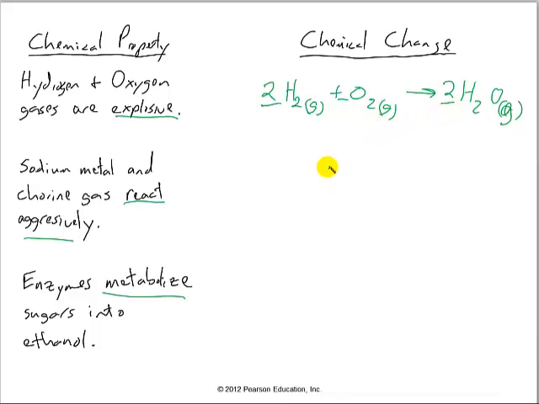That's the kind of thing that we need to do later on. But for us, it is a chemical change. Hydrogen gas, oxygen gas going to water vapor. Sodium metal, it's a solid, reacts aggressively, yes it does, with something like chlorine gas. Sodium metal reacts aggressively with a lot of things.